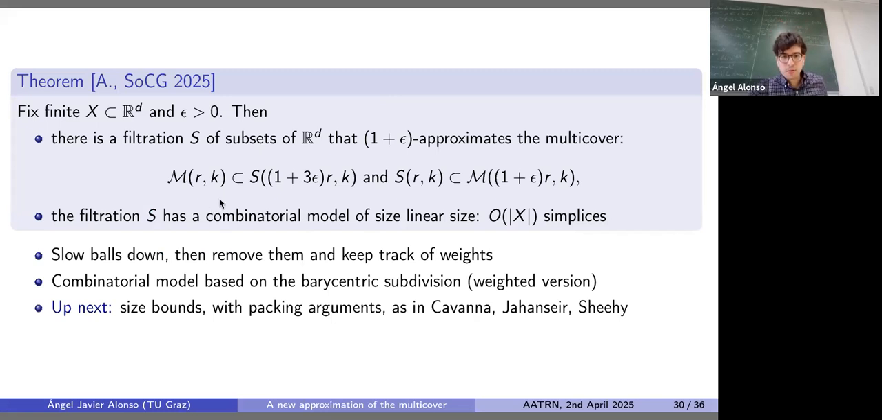So I have been talking about this part of the theorem, the combinatorial model, and now let me talk a bit about the size bounds. Why is this linear? This will follow by some packing arguments, and these are also ideas coming from this paper of Cavanna, Jahanseir, and Sheehy.